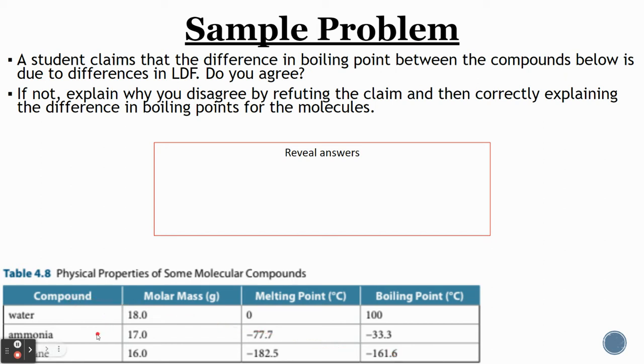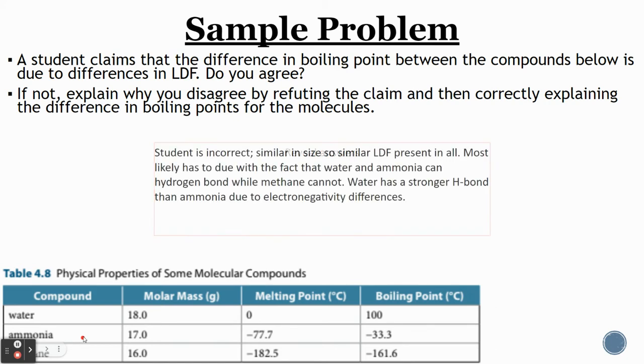Water and ammonia. Ammonia has a lower boiling point than water. Why is water's boiling point so high? Well, they can both do LDF and they can both hydrogen bond. The hydrogen bond in water is more powerful, or stronger, than a hydrogen bond in ammonia because remember the OH group from water is more polar than the NH group from ammonia.